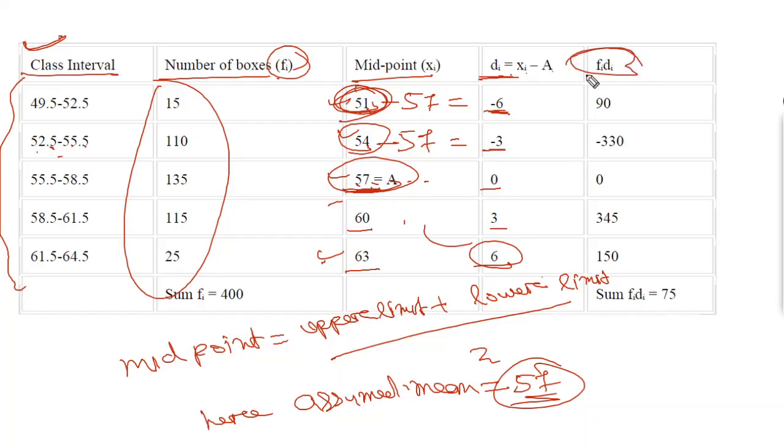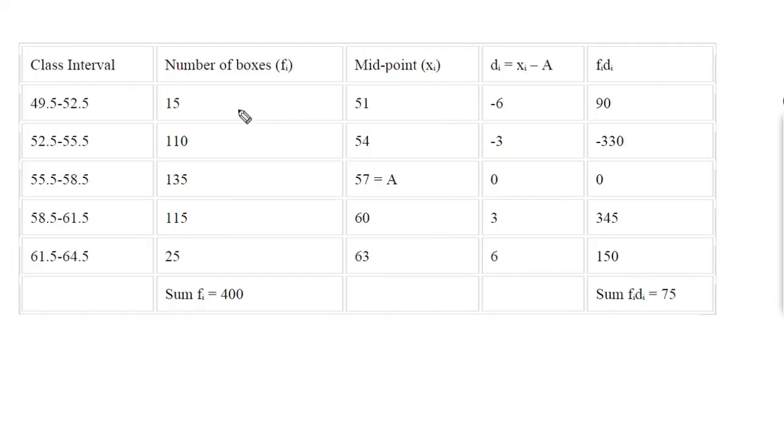Then we have to find fidi. You have fi, the data, and you have found di. Then 15 into minus 6 is minus 90. Then 110 into minus 3 is minus 330. 135 into 0 is 0. 115 into 3 is 345. Then 25 into 6 is 150. Now you have to calculate the sum of all the numbers. So the sum of fidi will be equal to 75. Please find the sum of all the numbers.